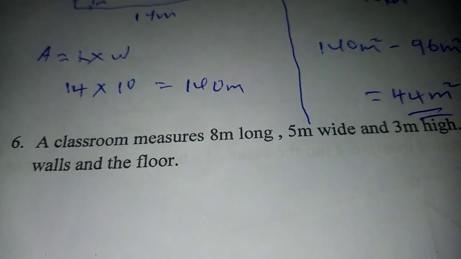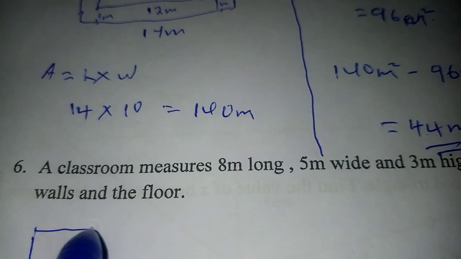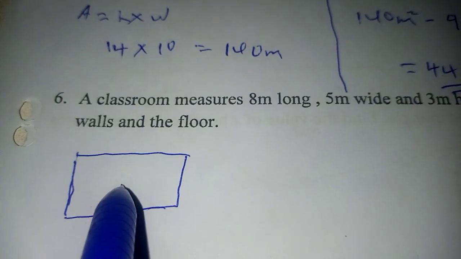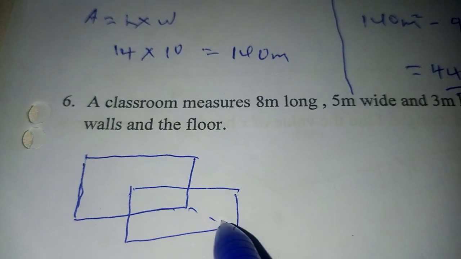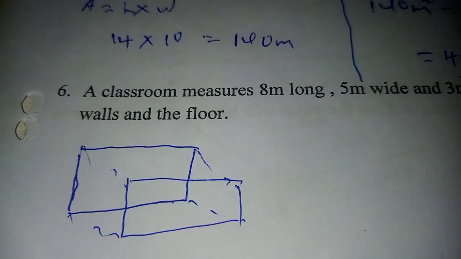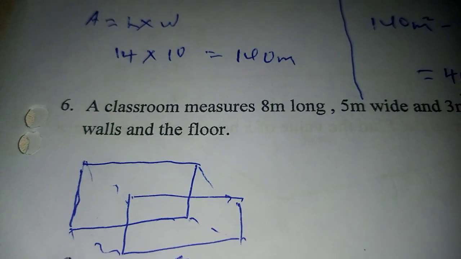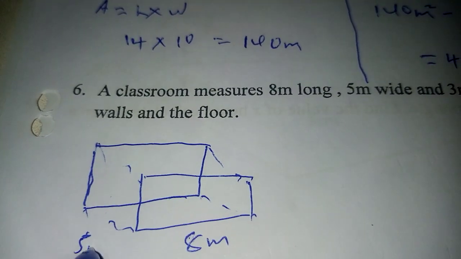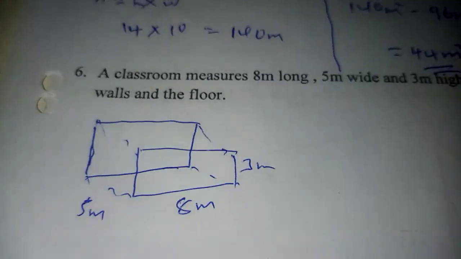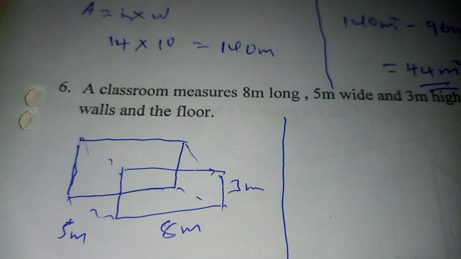So in short, when we draw this, it is like an open cuboid. I'll do it very fast. It's measuring 8 meters long, 5 meters wide, and 3 meters high. The height is 3 meters. So let's calculate the surface area.